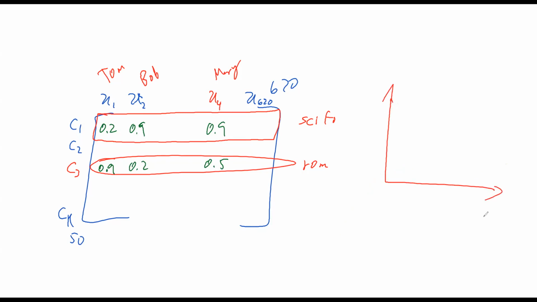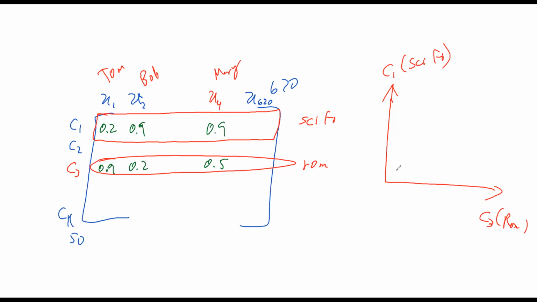So we're going to say this is C1, sci-fi. C3, romance. All right, we once again plot the users. So we're going to plot Tom, Bob, and Mary. User 1, user 2. So let's start with Tom. Tom on C1 is 0.2, kind of down here.